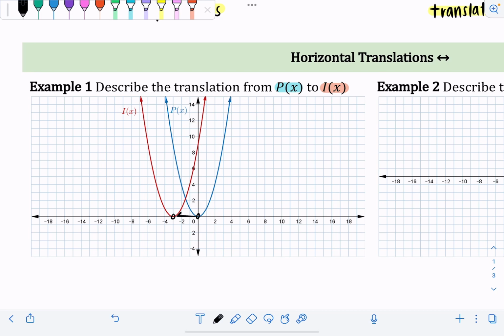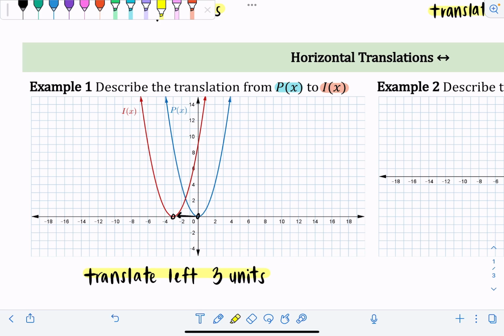So we're like, okay, how do we go from 0, 0 to negative 3, 0? I translated 3 units to the left. So each of the points on p of x are translating 3 units to the left, meaning they're just sliding over to get all of the new points for I of x. So for example 1, we'd say translate left 3 units. Okay, so moving all the points to the left 3 units from p of x to get I of x, so we're translating left 3 units.